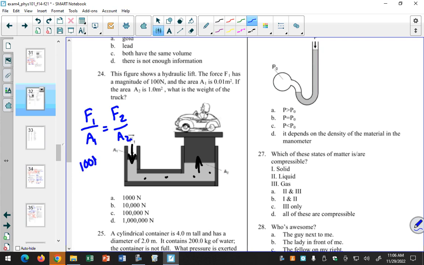F1 is 100 newtons. A1, I'm sorry, A1 is 0.01. See it? It's the smaller piston. A2 is 1 square meter, and I want to know what is the force that's given on the right-hand side of this hydraulic press. So that's 10,000 newtons is the force that you get out. So you get the big force out of the big piston and the little force out of the little piston.